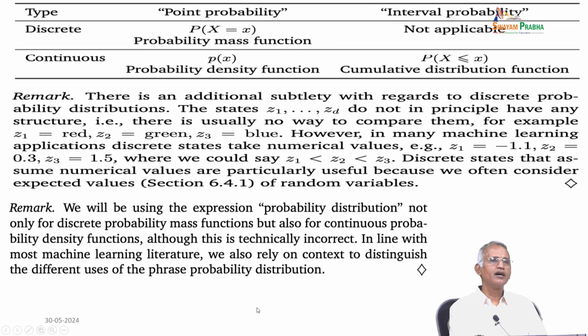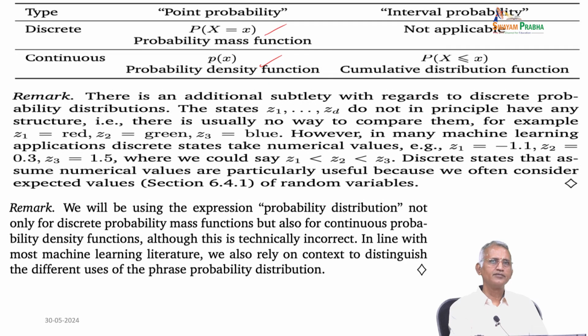Now, we have two cases: one is point probability and the other is interval probability. For a discrete distribution, we discuss the mass function, whereas the interval is not applicable for the discrete. For a continuous distribution, we have a probability density function, whereas for the interval we have a cumulative distribution function. Note that this is additional subject matter related to the function with regard to the discrete probability distribution.